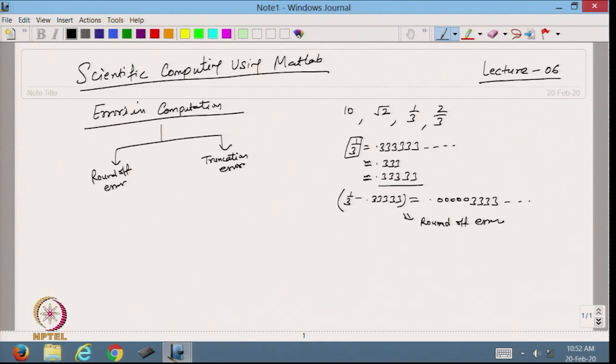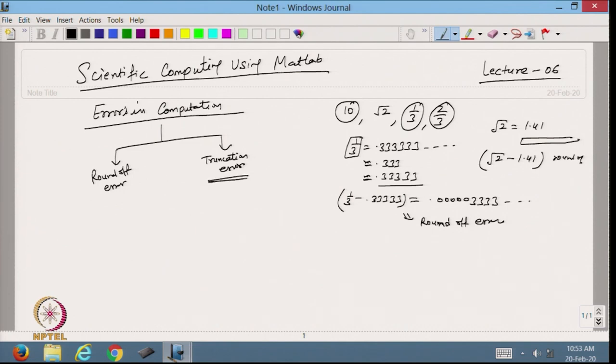That round off error is everywhere, because whenever we are dealing with a fraction, there is an error. This is a fraction, this is an integer, no problem, I can use my 10 as such. But for square root of 2, suppose I want to use it, I will use 1.41, or in MATLAB I can use a 16 digit number. In that case also, I am approximating square root of 2 with 1.41. So whatever the error is, square root of 2 minus 1.41, that is my round off error. That is called the round off error.